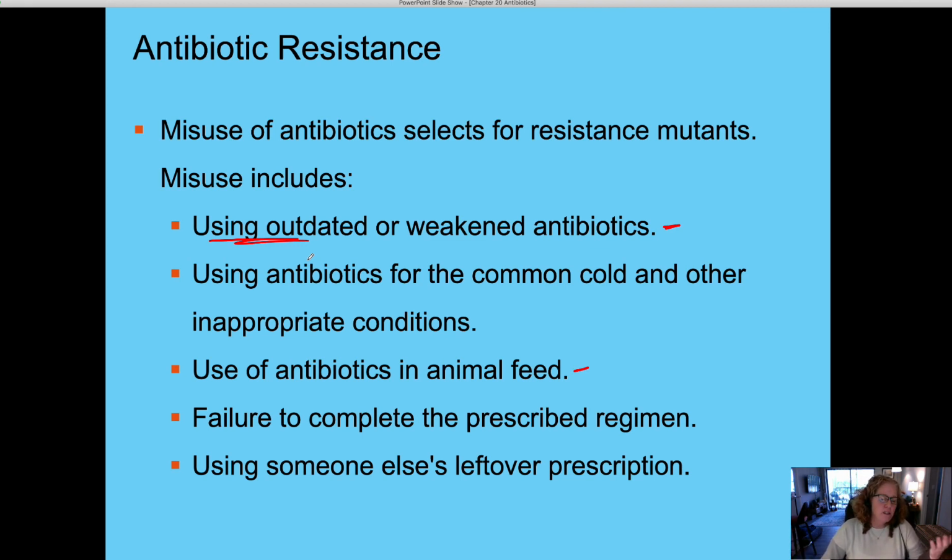And then finally, using somebody else's leftover prescription. Like I have stated in class, you would not do this with any other medication. So why would you do this with an antibiotic? You may not have the same strain or even the same class of bacterial infection that someone else has. So if you have a gram-negative infection and you take somebody else's ampicillin, it's not going to do anything for you except introduce ampicillin to all your flora. And so now you're just spreading the exposure to antibiotic to organisms to develop resistance.